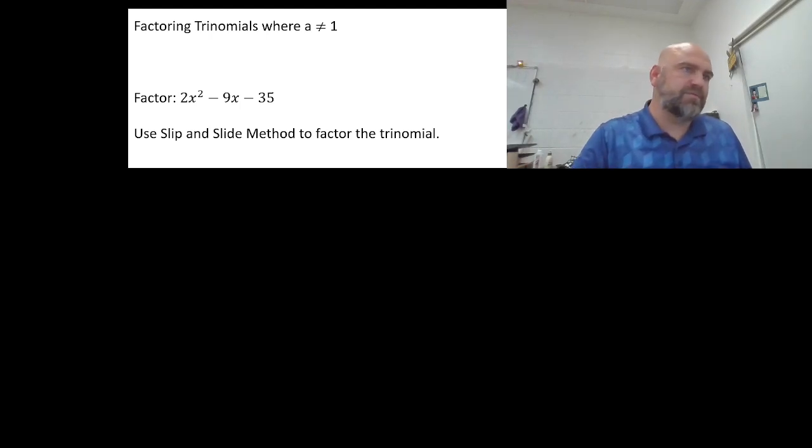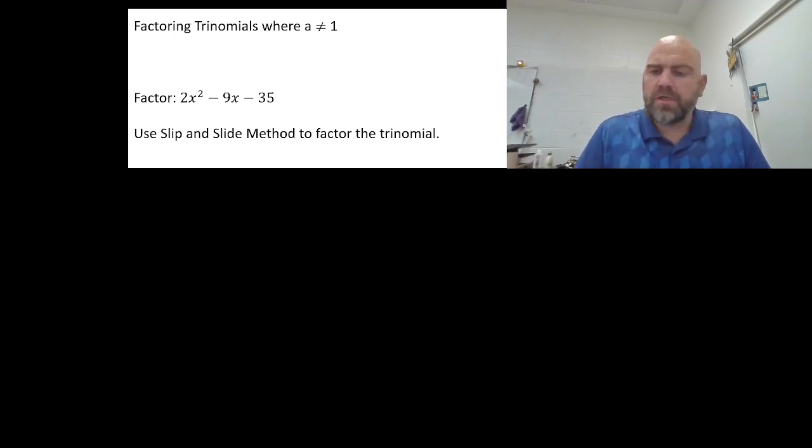All right, welcome to this video where I'm going to go through a method of factoring trinomials. I call it the slip and slide. I'm not sure if that's the exact name for it, but it's what I was given as a name, so I'm going to use it. We're going to go through an example, 2x squared minus 9x minus 35, and I'm going to go through step by step how you would factor this out.